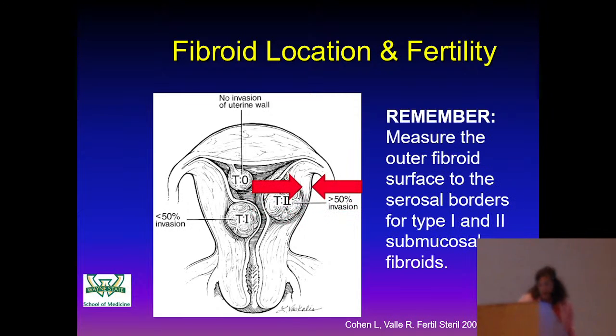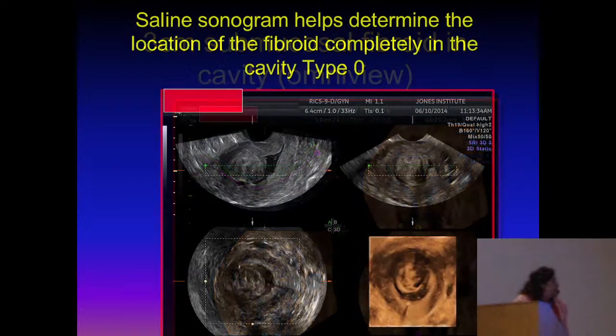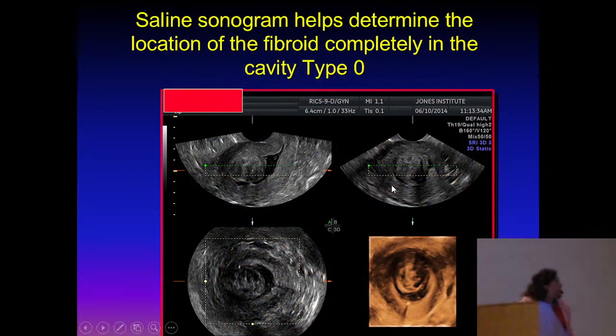So here's your omni view. You can go with lines through the endometrial cavity, and you can see clearly the placement in your views of the fibroid. So that's a helpful way to do it. And your saline sonogram: here you have clearly with the saline sonogram, you can see that the majority of the fibroid is inside the cavity. And this approach you would do hysteroscopically.